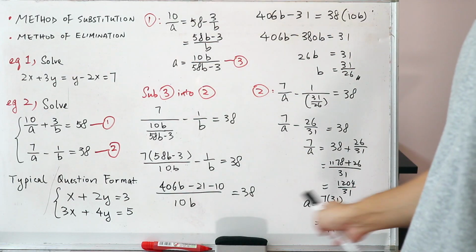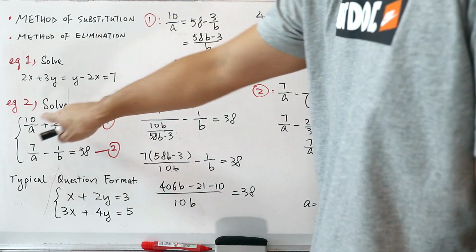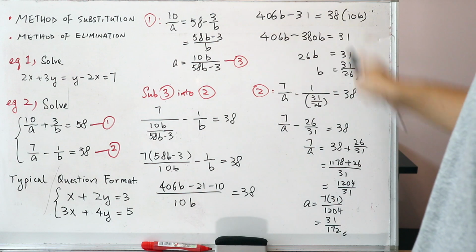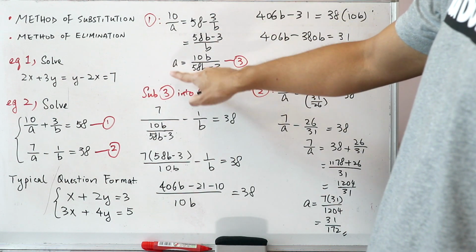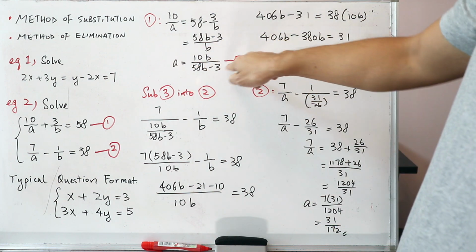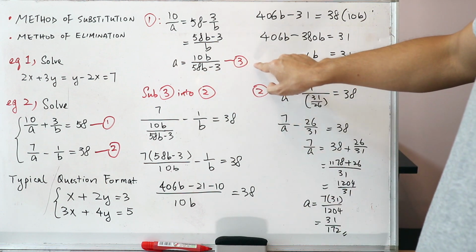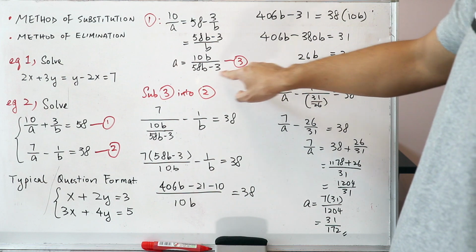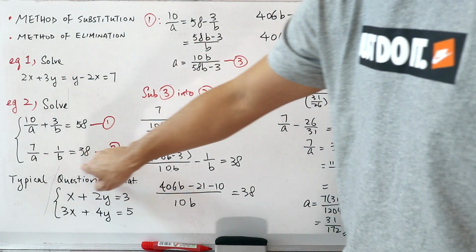So here are all the steps if I use method of substitution to solve these two equations to find a and b. So the gist of it is that first I picked equation 1 and I make a to be the subject of the equation. So you can see a is equal to something with b in it. So I'm making a to be the subject. So I call this equation 3. So now I substitute this back into equation number 2.